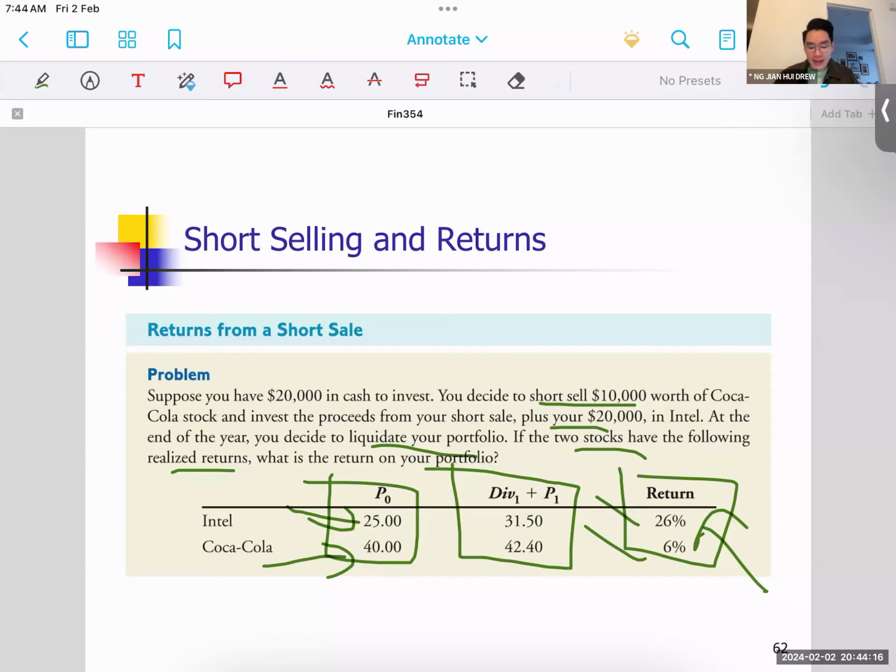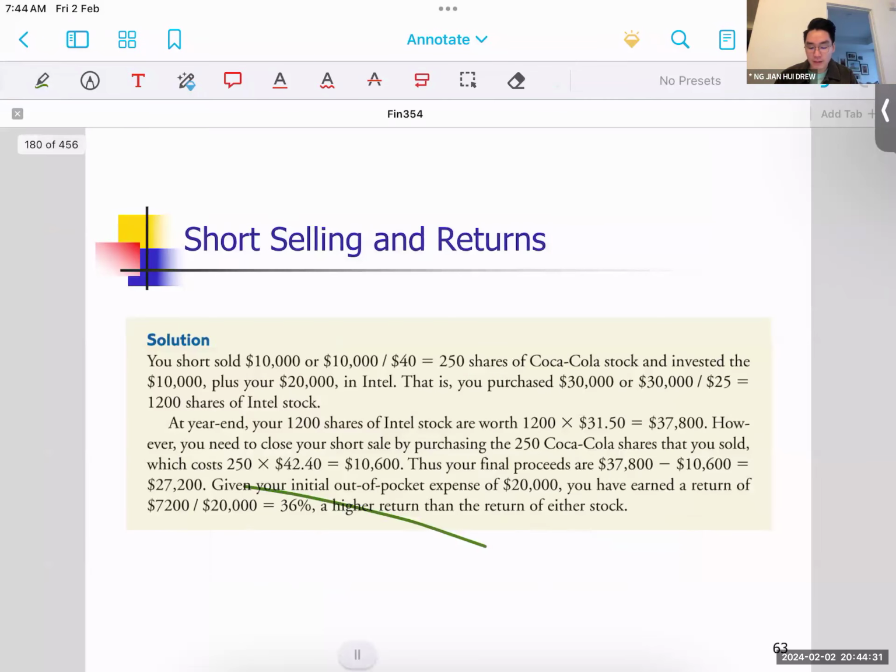So we do know that there are two different prices of Coca-Cola and Intel given by 25. For Intel, Coca-Cola is 40 at the initial price, and we know the ending price of Intel and Coca-Cola. So when we do a short position, basically what we do, we first calculate if we want to short 10K, how many Coca-Cola stocks must we short? So we found that we need to short 250 Coca-Cola. Now, by shorting 250 Coca-Cola, we get 10K cash, and we add this to our 20K. So we have 30K in total to buy Intel. And so how many Intel stocks can we buy? We can buy 1,200 Intel stocks.